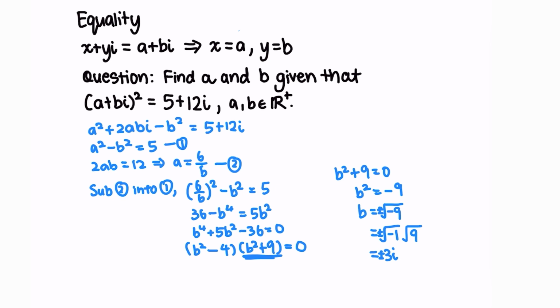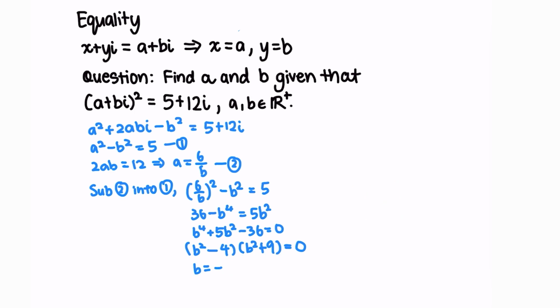But again, since b is a positive real number and this is an imaginary number, we cannot use b squared plus 9. So we can just assume that b squared minus 4 is equal to 0. And this simplified will just be b equals plus minus 2. We want to reject the negative 2 because b is a positive real number. So we get b equals 2.